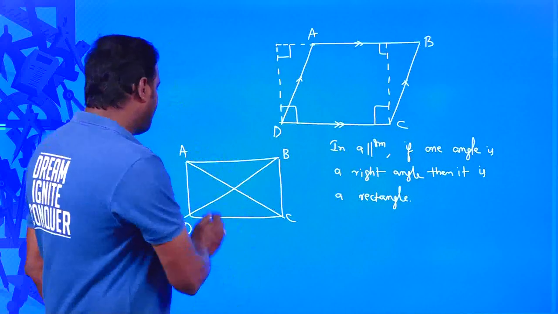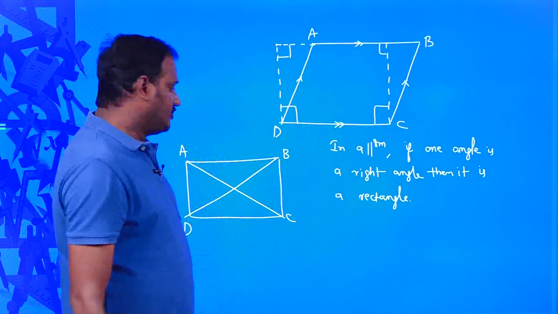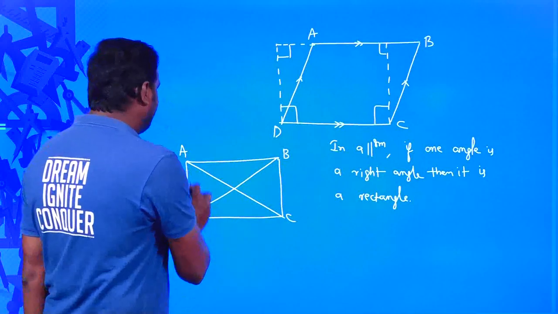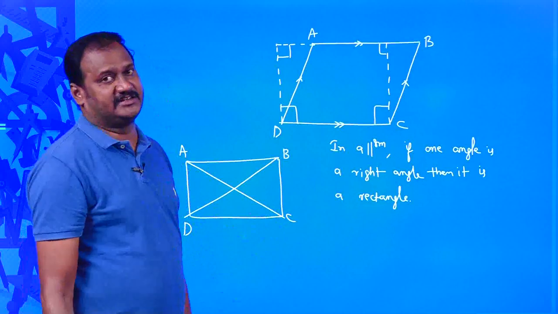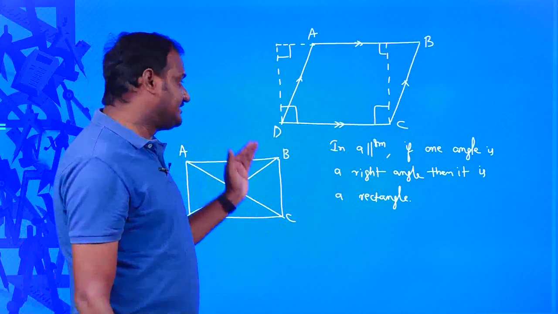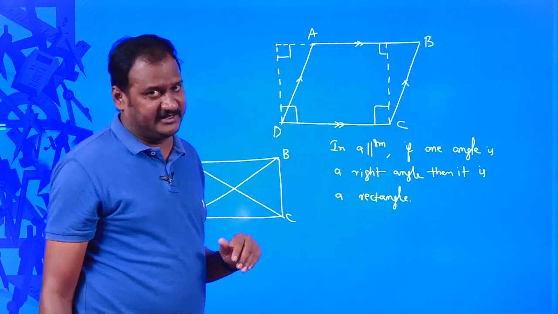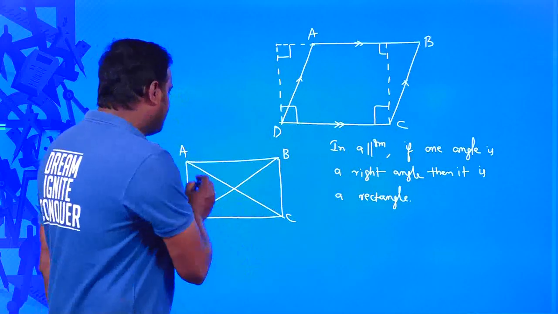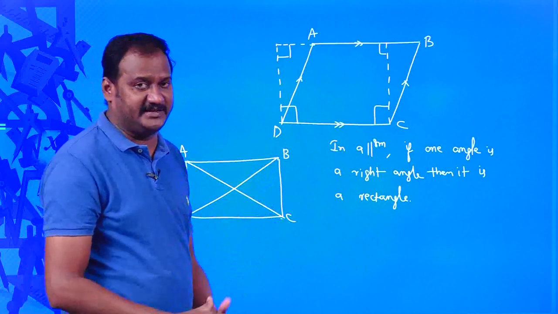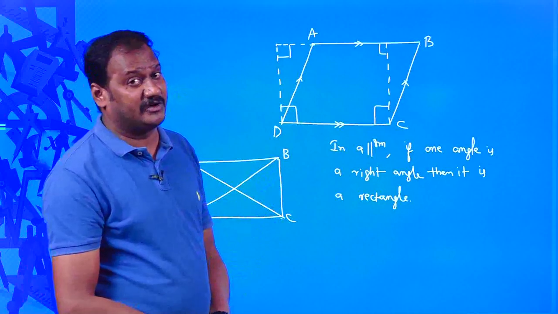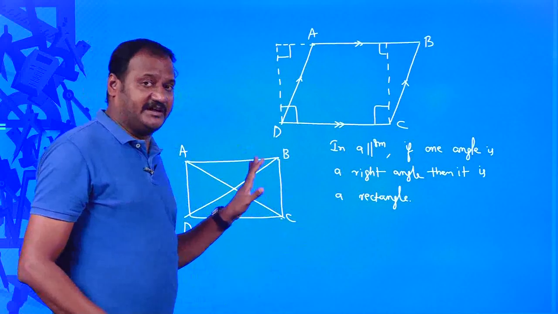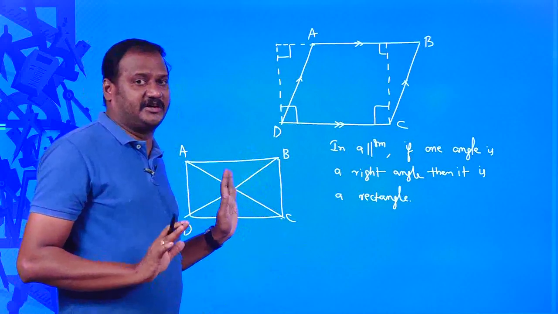But if you observe AC as well as BD, you can prove that this triangle ABC as well as triangle ADC, both the two triangles are congruent by RHS congruence, right? Or SAS congruence also, because all the four angles are equal. By that, we can understand one thing, that AC and BD both are equal. It means diagonals are equal in a rectangle. Diagonals are equal in a rectangle. This is the additional property of a rectangle.